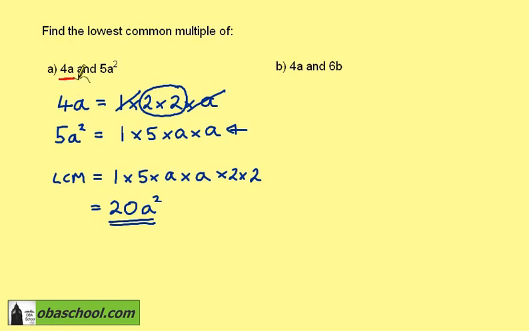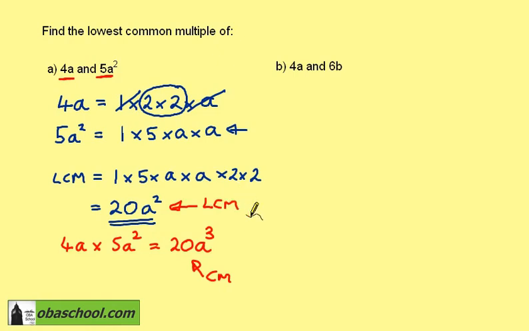Now consider taking 4a and multiplying by 5a squared. If we do 4a times 5a squared, we get 4 times 5, which is 20, and a times a squared is a cubed. This, being the product of 4a and 5a squared, is a common multiple. This is the lowest common multiple.